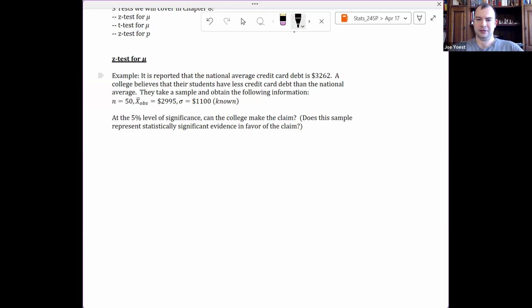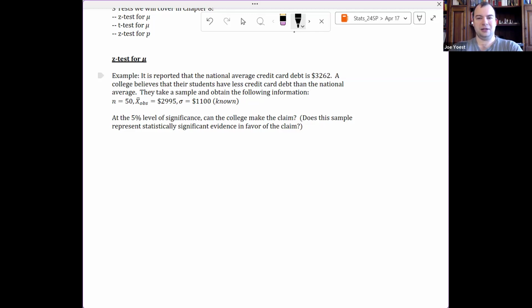Okay, so it's reported that the national average credit card debt is $32.62. Our college believes our students have less credit card debt than the national average. We take a sample, we get X bar observed of $29.95. And again, we don't just want to jump to the conclusion and say, oh, because X bar observed is less than $32.62, we can make the claim.